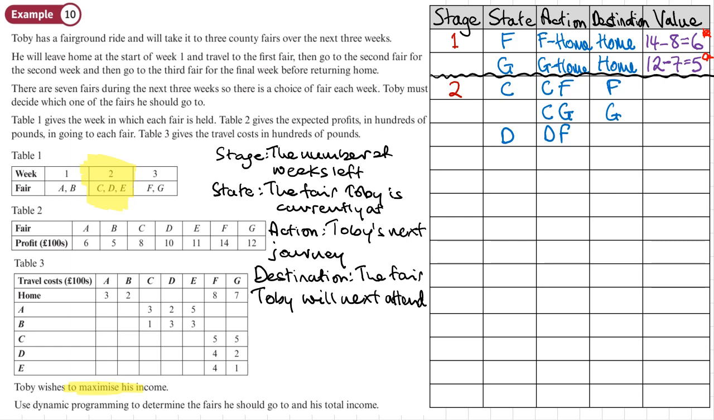The action is like his movement, his journey. So he could be at fair D and he goes to G, so he'll finish at G.